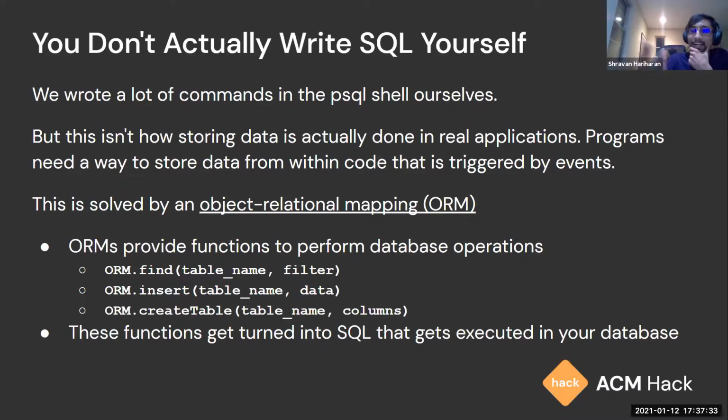There's no way you're going to have an individual person typing in their shell and reading data and then writing that data somewhere, or you can't really pipe data anyway. So SQL is almost always done programmatically. We need a way for programs to run SQL queries against the database. That's done by something called an object relational mapping.